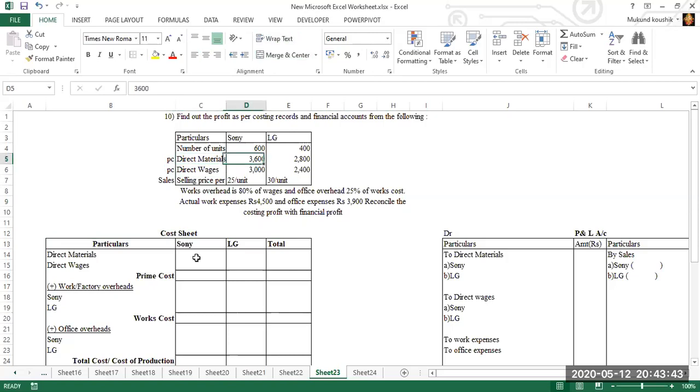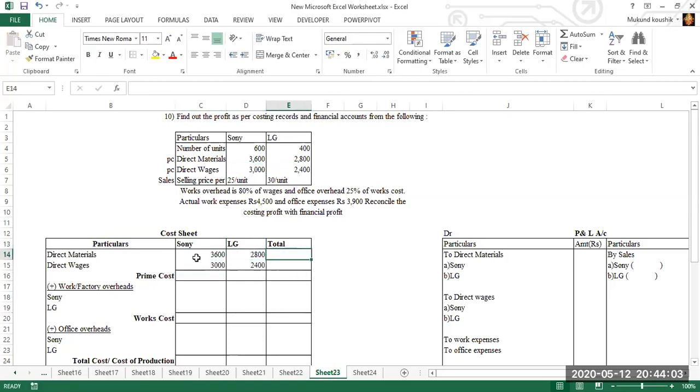So direct materials of Sony is 3600 and LG is 2800. So we will copy the same amount here. Then again direct wages is 3000 for Sony and 2400 for LG. So in direct wages we'll write as direct wages and we will record both.